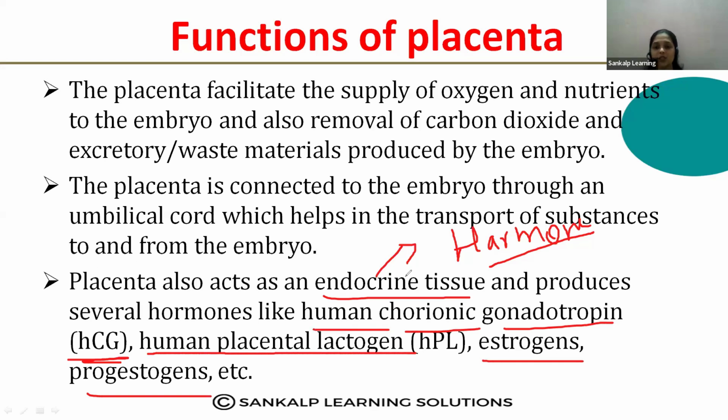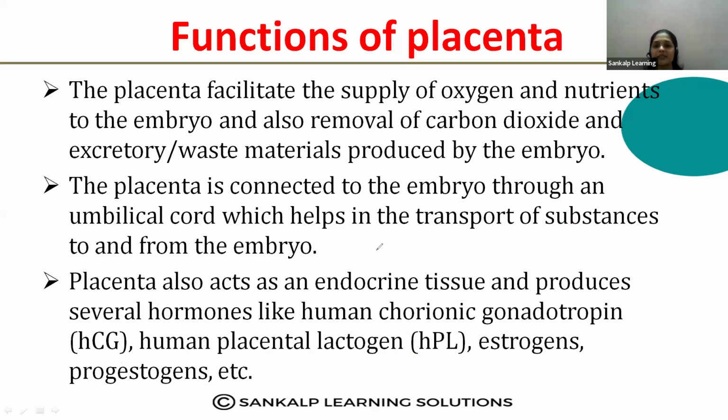So this may be asked in your exam. Why is the placenta called an endocrine tissue? Because it produces some hormones like HCG, HPL, estrogen, and progesterone. Very, very important for your board exam as well as CET. So which one of the following is not released by the placenta? They ask this type of question. So remember these four hormones.